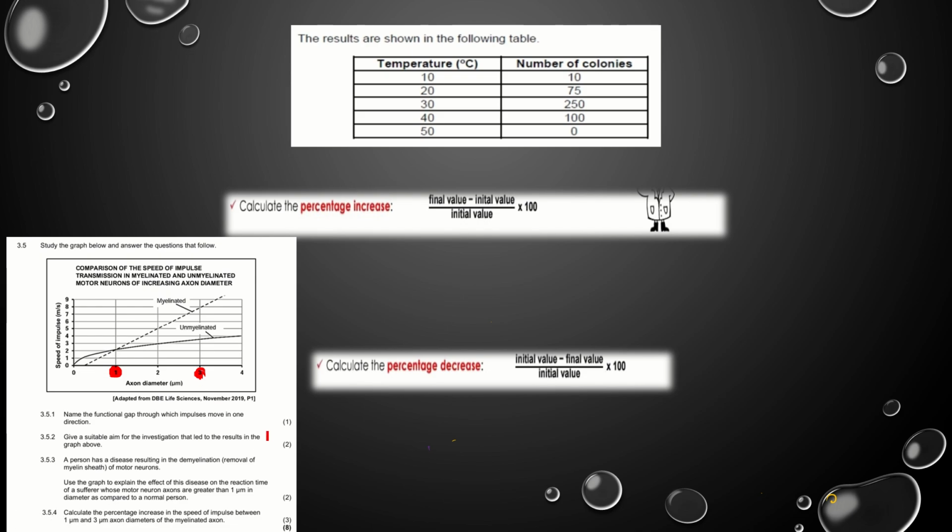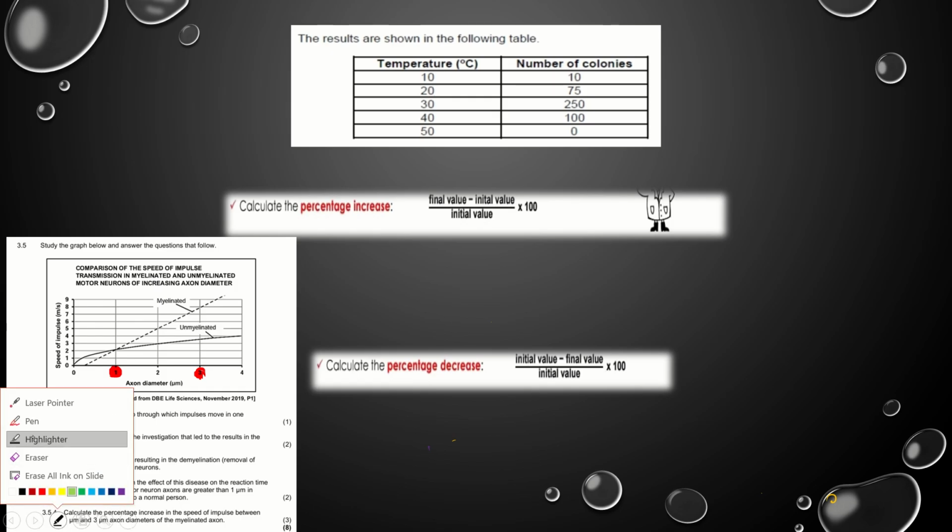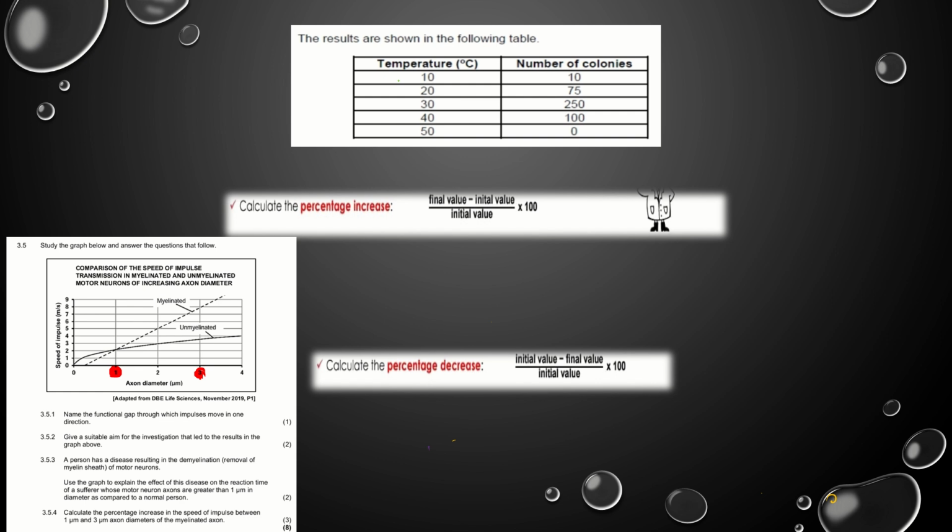Then it tells you axon diameter of the myelinated axon. Myelinated is the dotted line. So what is it that you do? You take your ruler, because remember this, as I said from here, you only measure the dependent variable. Where is the dependent variable here? It's this side.